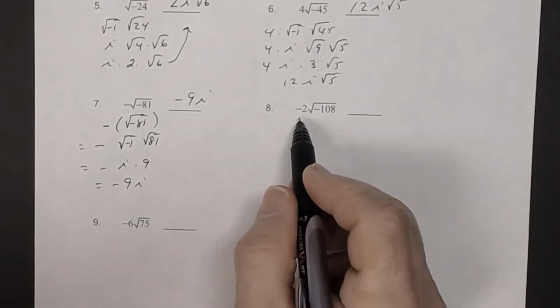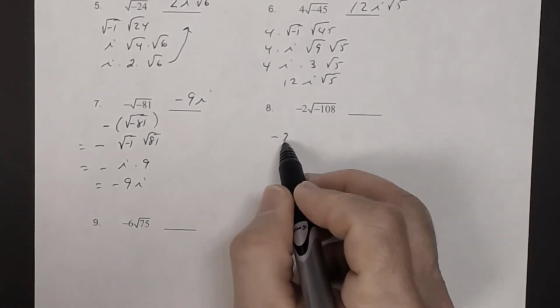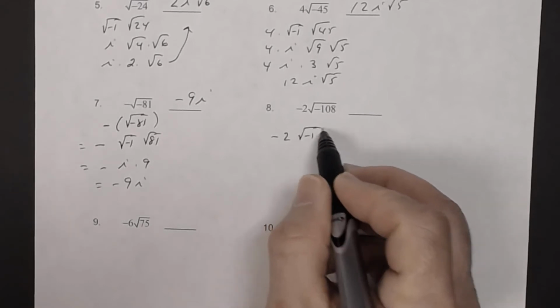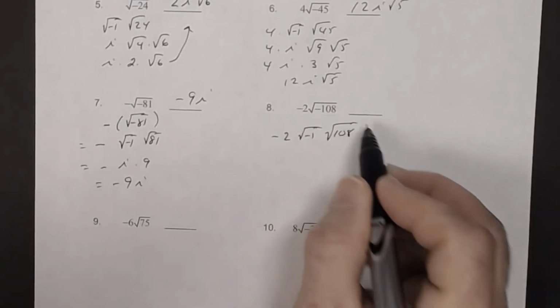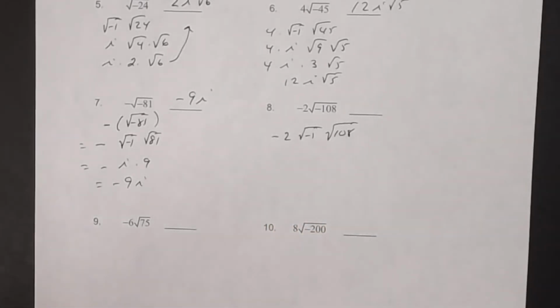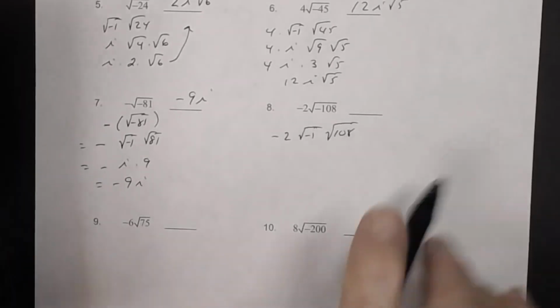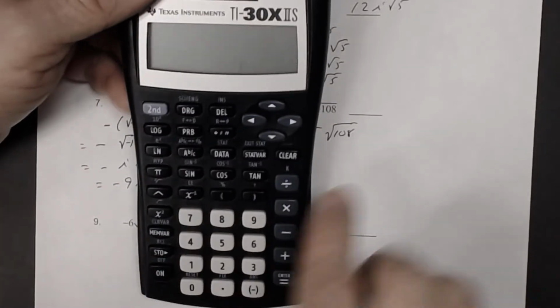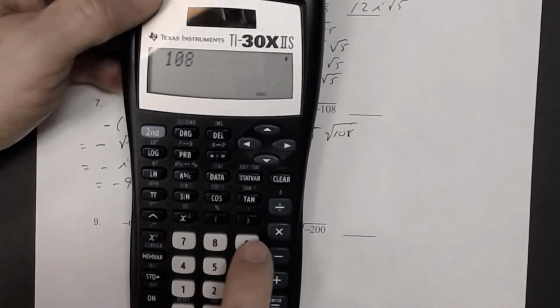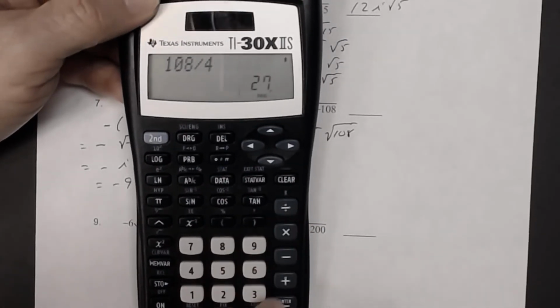Okay, number 8, so we get negative 2 times the square root of a negative 1 times the square root of 108. Okay, so let's talk about a perfect square that goes into 108. Let's try, besides 1, let's try 4. Let's see if 4 will go into 108. So 108 divided by 4 equals 27.